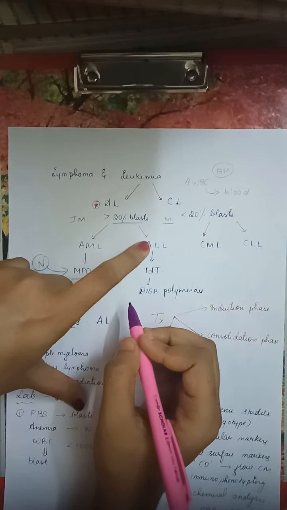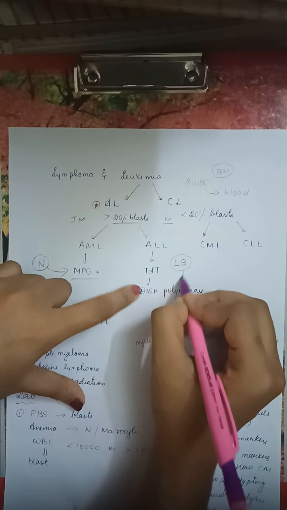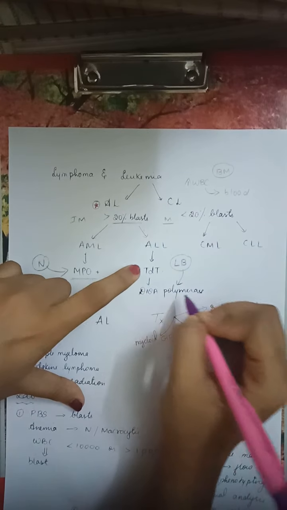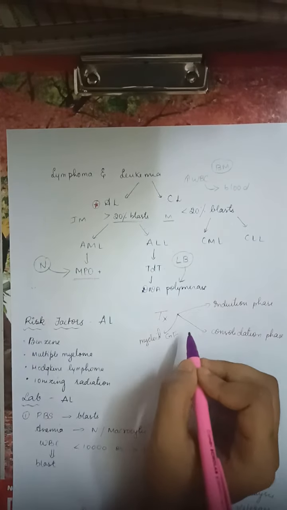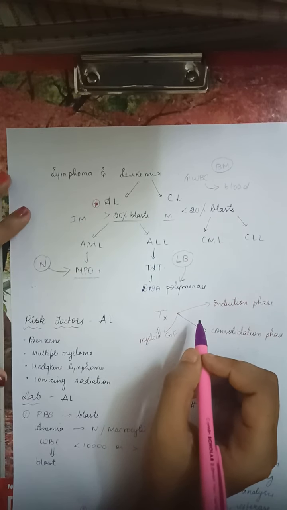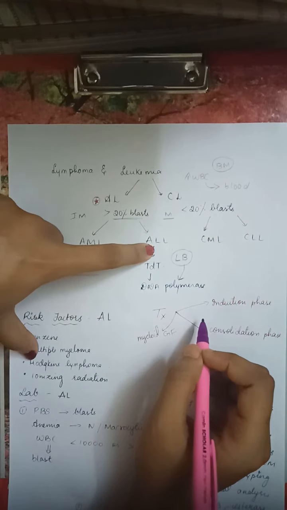Whereas in ALL, the immature lymphoblasts will be producing DNA polymerase, which is also known as TDT. Therefore, ALL will be TDT positive. A very, very important clinical feature. This is how, in practice, we differentiate between AML and ALL.